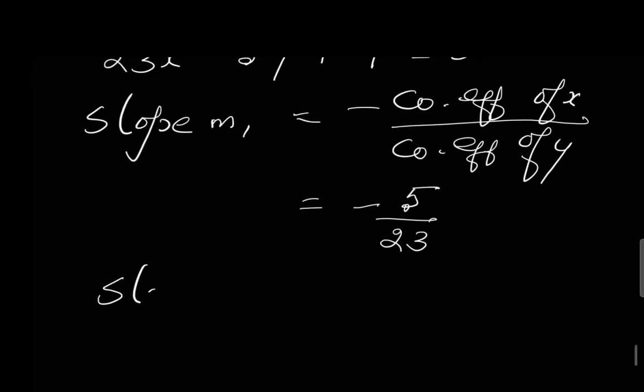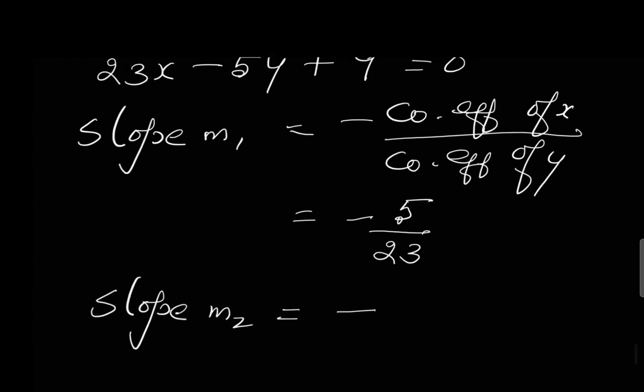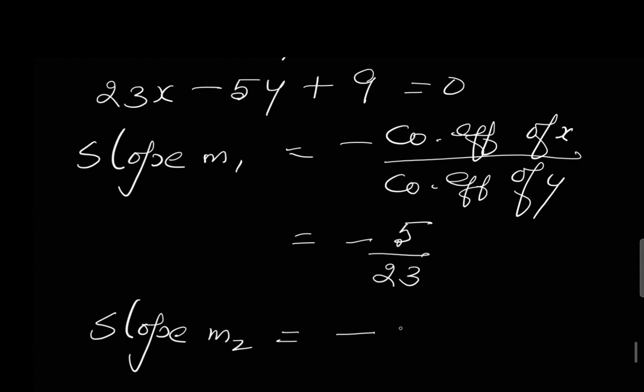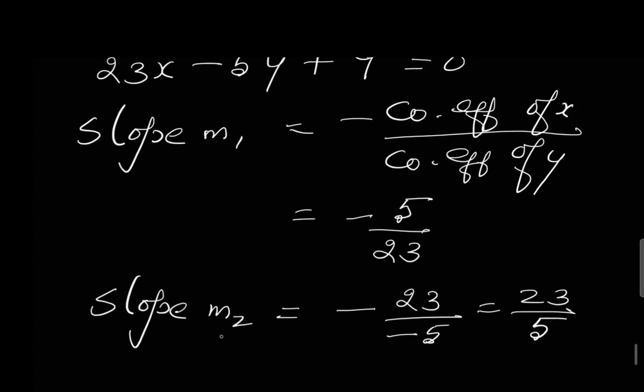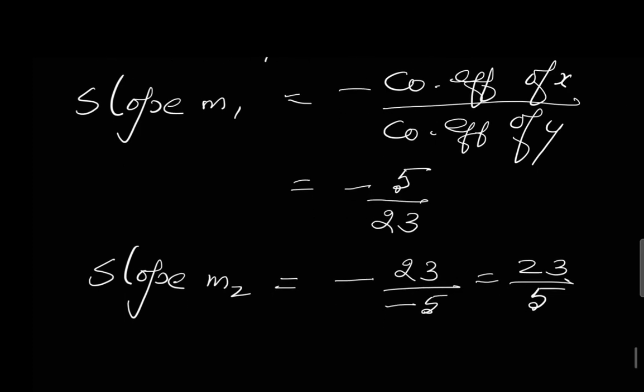Keep as it is. Slope m2: minus coefficient of x is here 23 and coefficient of y is here minus 5. The 2 minus signs cancel, you are getting 23 by 5. See now the two slopes m1 and m2. Just see whether they are equal. m1 is not equal to m2. So the lines are not parallel.